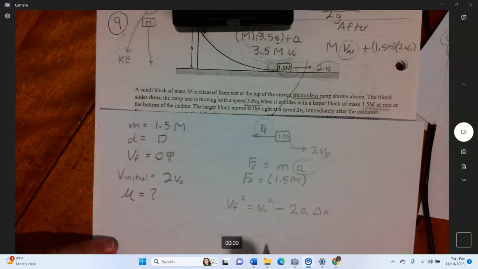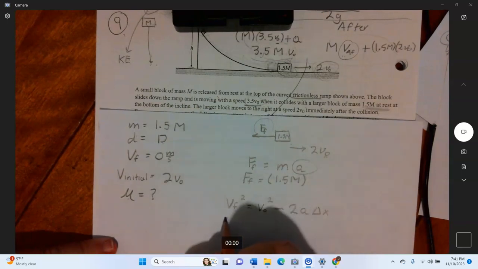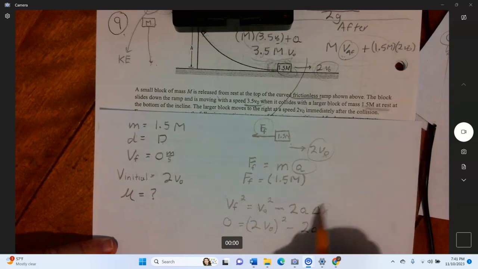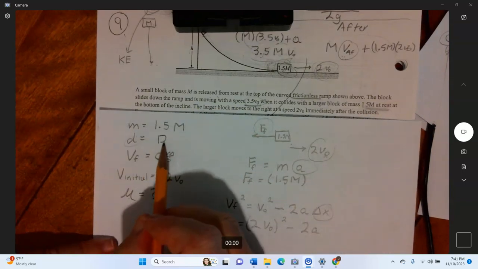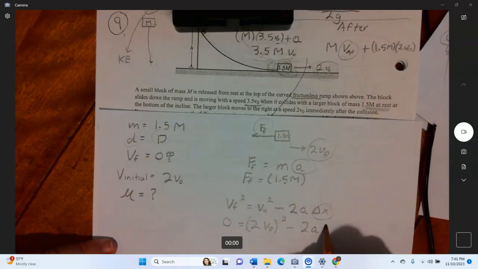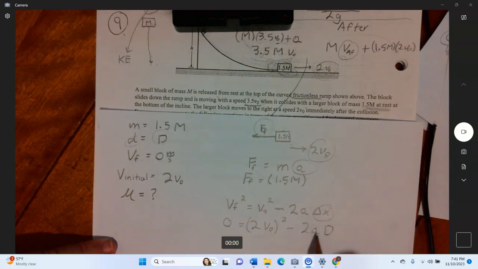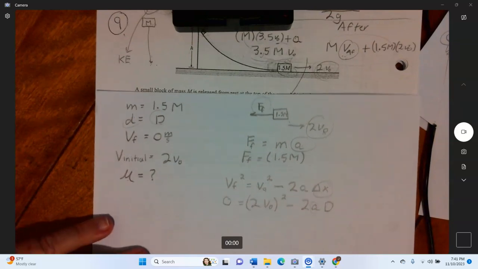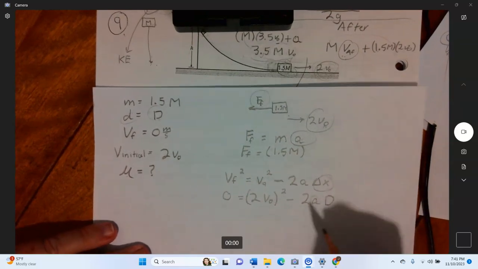Okay, so let's plug in numbers. Final velocity is 0 equals the initial velocity squared. So what is that? It's this VO, 2VO squared minus 2 times acceleration. And what's the delta x? It's the distance. That's the change in position. It's a straight line, so distance and change in position are the same. D. Again, why are we doing this? We're trying to find A so we can plug it into F equals ma and figure out what the friction force is, the only force acting on the block. Okay, so let's go ahead and solve.